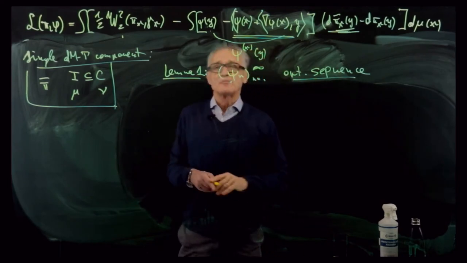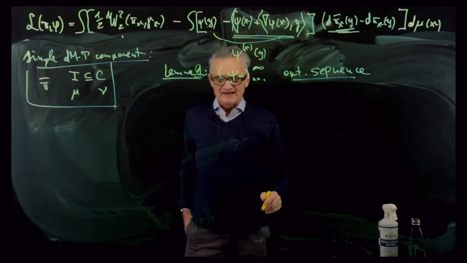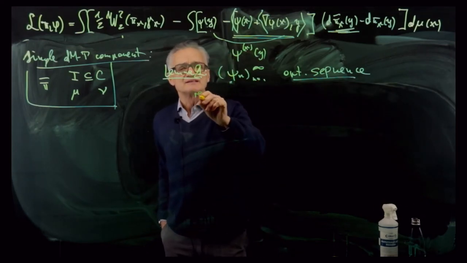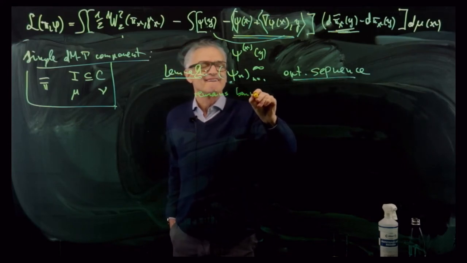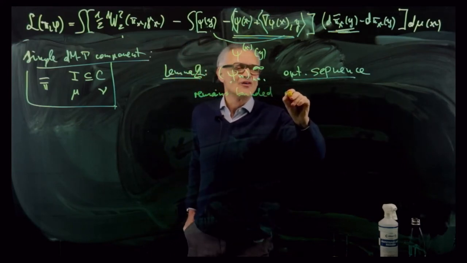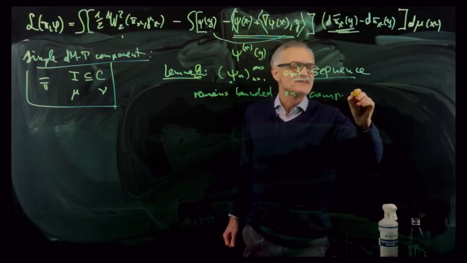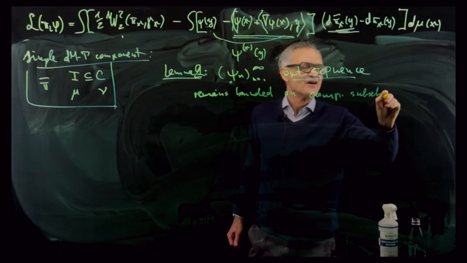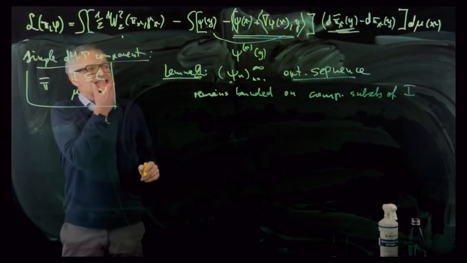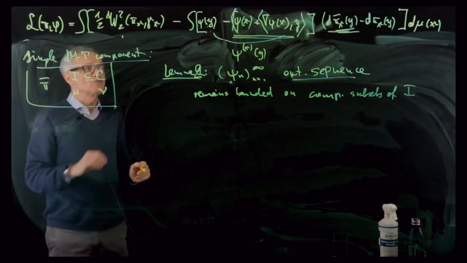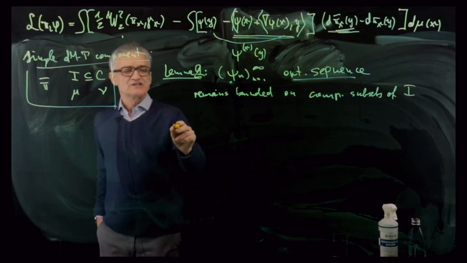Now we proceed to lemma two. Still, the optimizing sequence remains bounded on compact subsets of I. This is already, this has nothing to do with the measure anymore. And how do we get this? I give you just the idea.